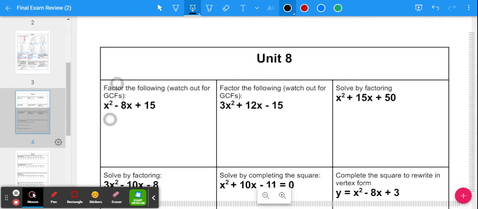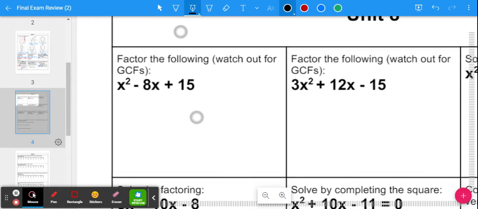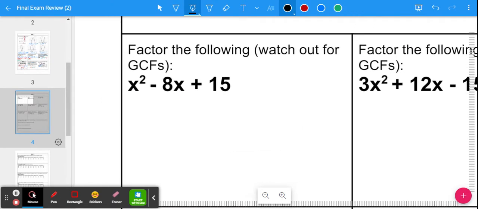So now we're moving on to Unit 8, which is a lot of factoring. So the thing to remember with these questions is if your A value is 1, you have one less step to do. So for this, A is 1, so you do 1 times C. A times C adds up to B. That's what you guys need to remember.